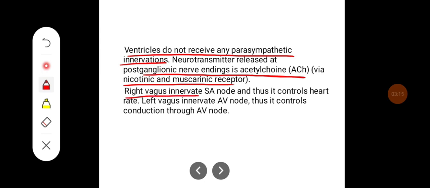The right vagus innervates SA node and thus it controls the heart rate. Left vagus innervates AV node, thus it controls conduction through AV node.